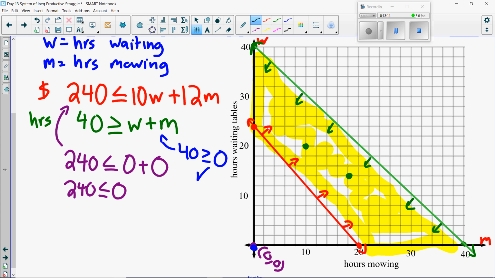Or over here, you could do 18 hours mowing and 14 hours waiting tables. All of the points inside here would satisfy both constraints. It would make at least $240 and be at most 40 hours. Great. So from here, try that practice 12.